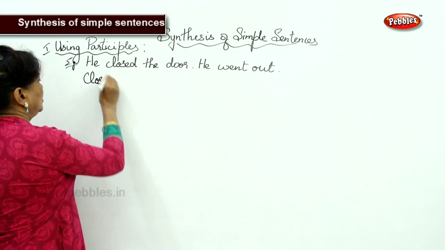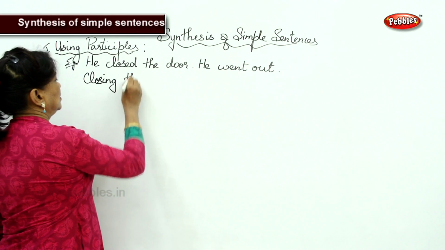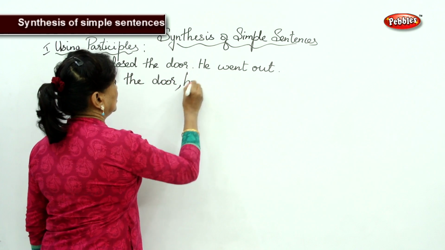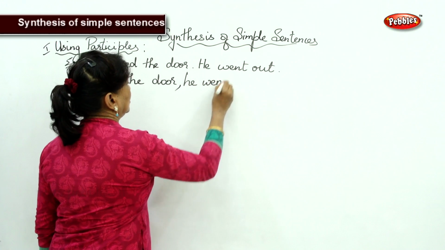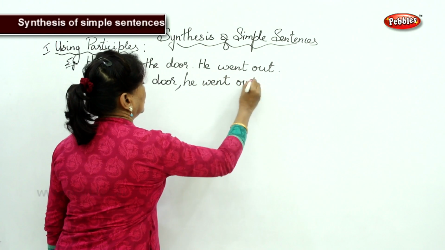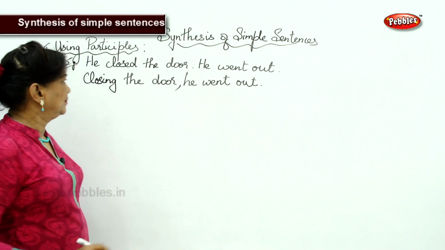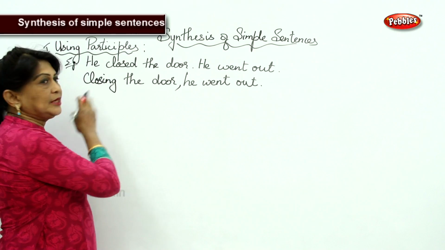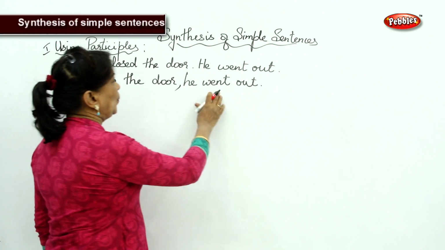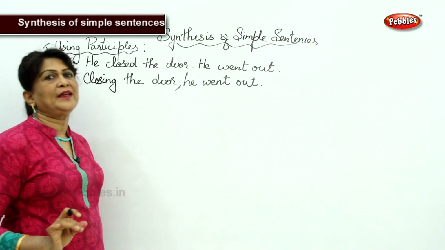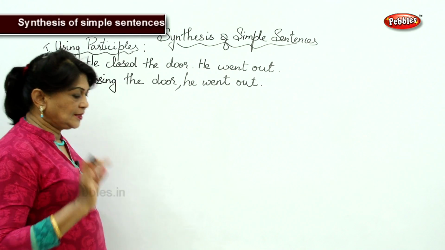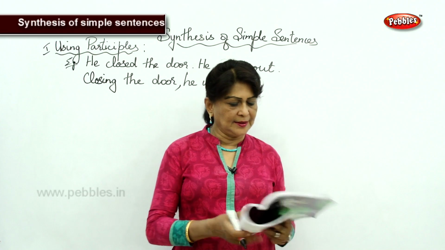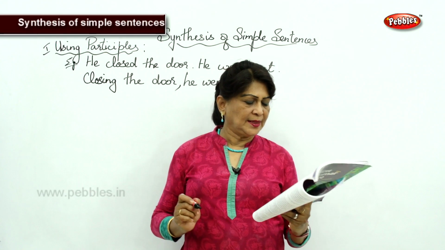Closing the door, he went out. Is that clear? Closing the door. Now, this has become a participle, a non-finite verb. He went. Went is the finite verb. Okay. So, this is how we are going to combine and it is very important for your higher classes. Okay. I am going to give you some more examples.